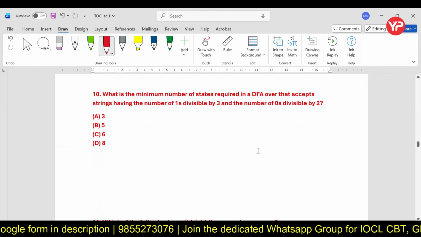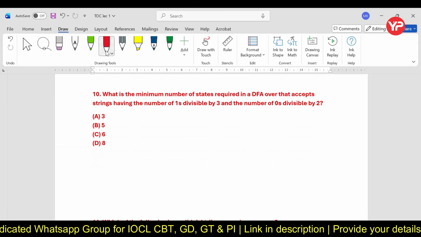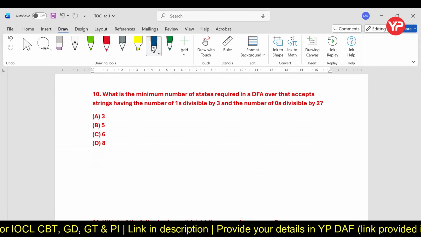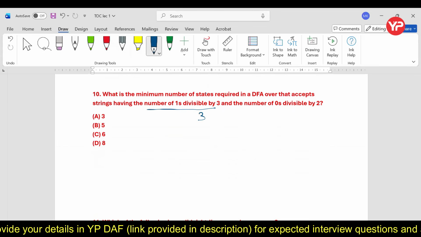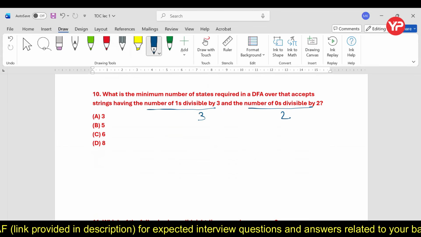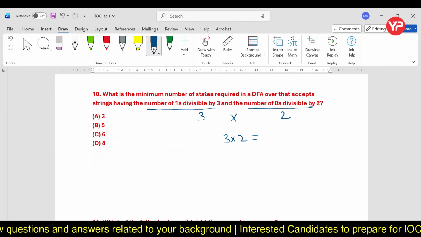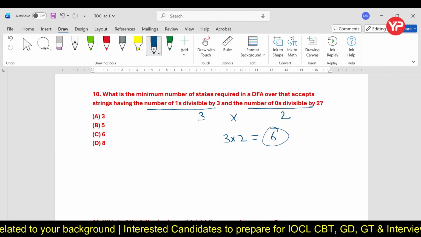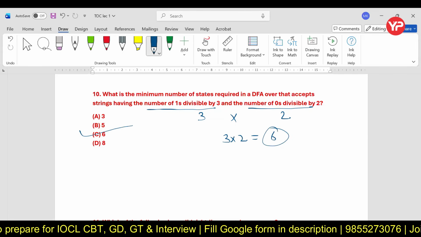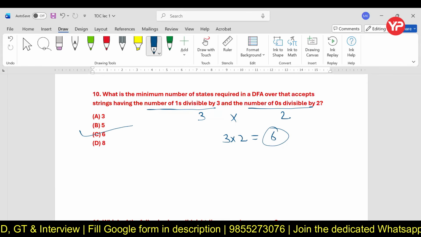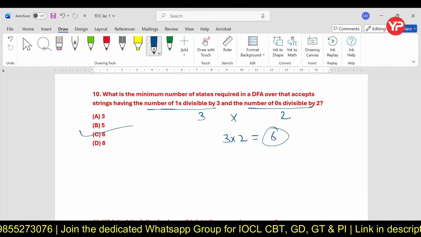Tell me the right answer. Number of 1s is divisible by 3 and number of 0s is divisible by 2. Whenever you have a mod machine, number of 1s divisible by 3 requires 3 states. Number of 0s divisible by 2 requires 2 states. So the total required is 3 into 2, because no one contains a trap state or dead state. So 6 is the right answer. Do it fast. Just construct the machine, do it fast.